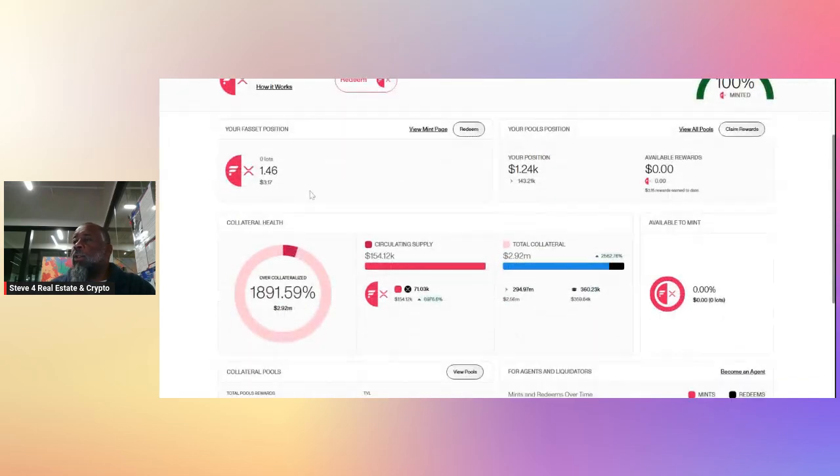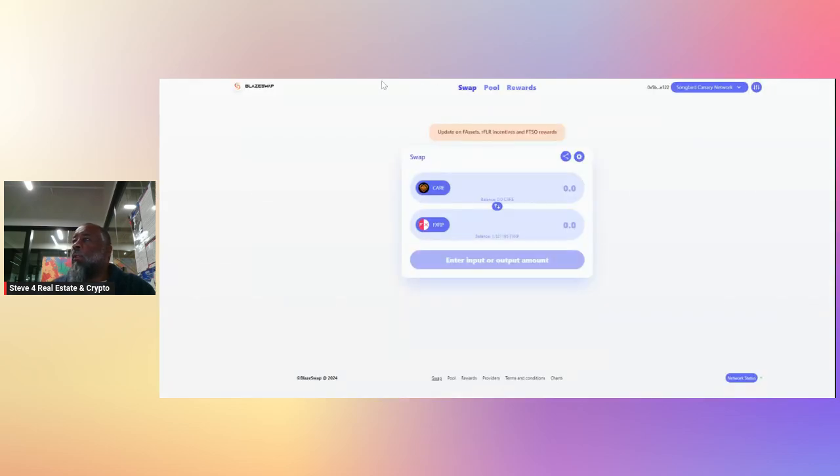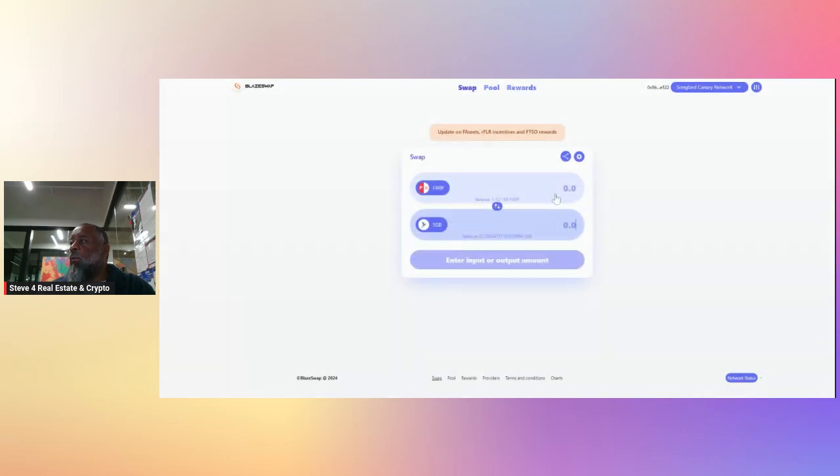I think that's it. So once you get FXRP, you can HODL it. You can go to Enosis or you can go to BlazeSwap. Let's go over to BlazeSwap. You can go to BlazeSwap and we're on Costin. And you're able to swap your XRP out for something if you wanted to, right?